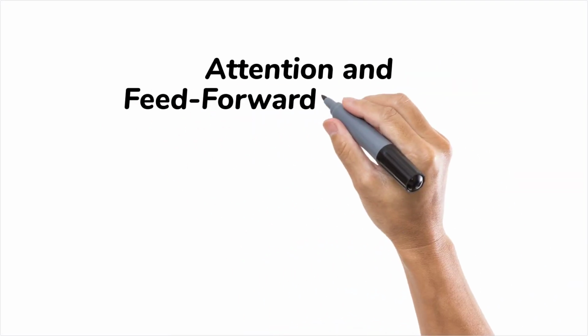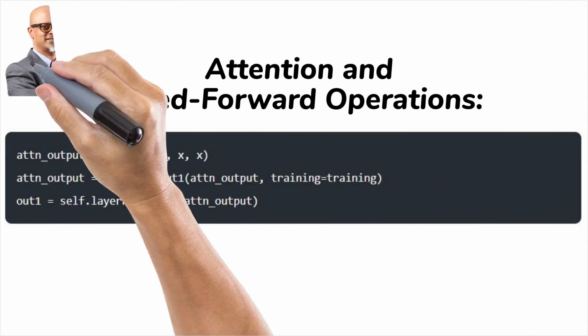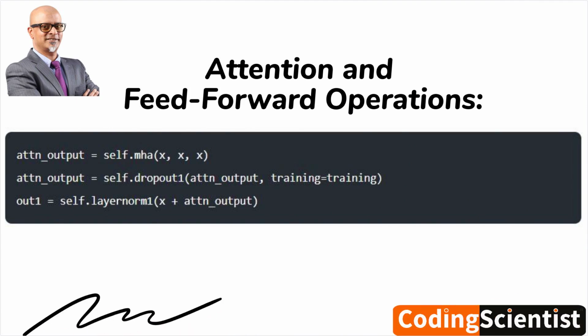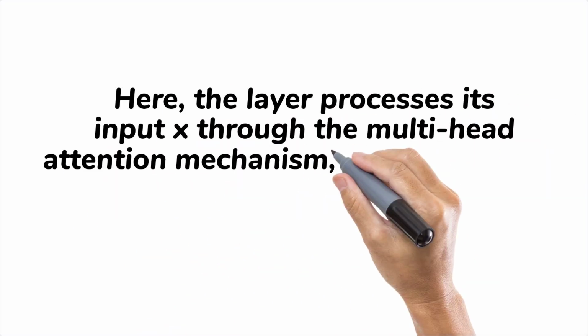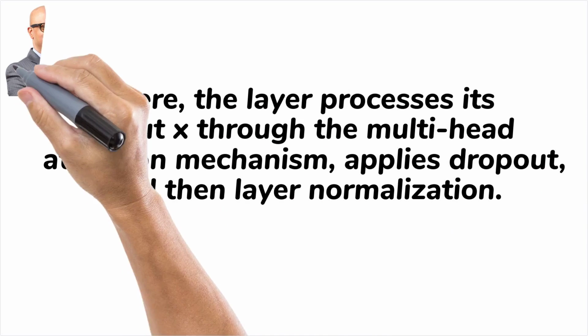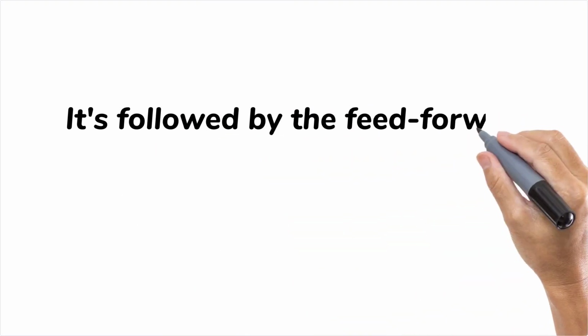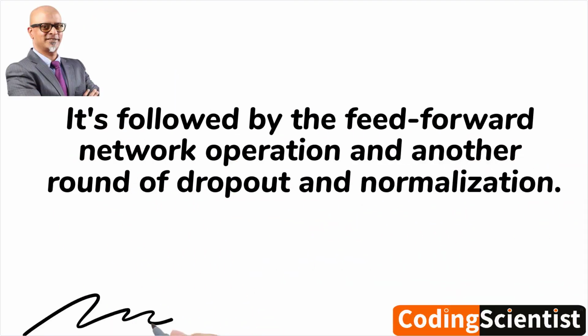Attention and feed-forward operations. attention_output = self.mha(x, x), attention_output = self.dropout1(attention_output, training=training), out1 = self.layernorm1(x + attention_output). Here, the layer processes its input x through the multi-head attention mechanism, applies dropout, and then layer normalization. It's followed by the feed-forward network operation and another round of dropout and normalization.